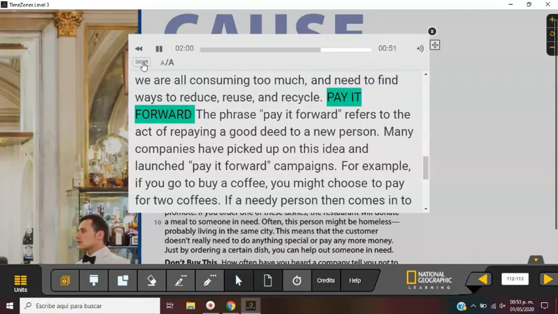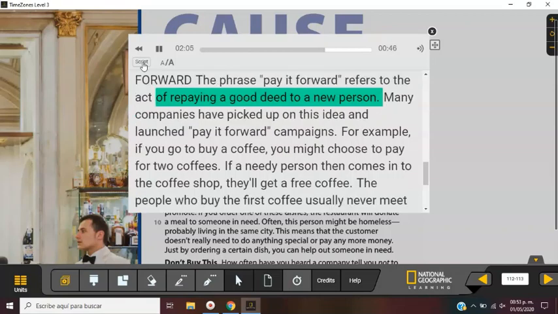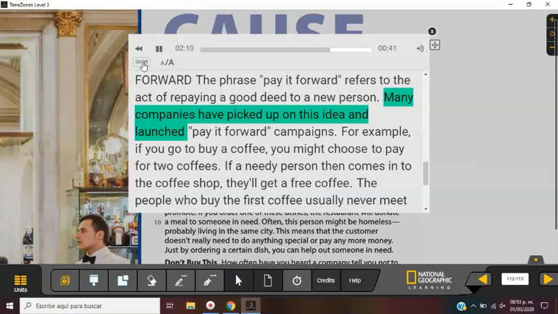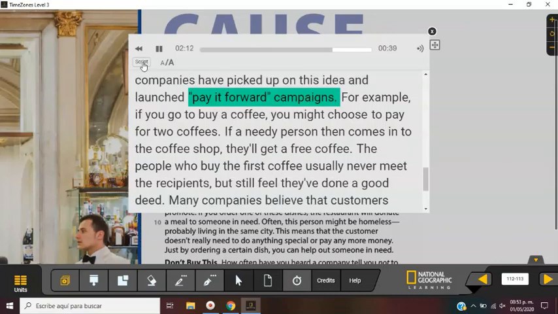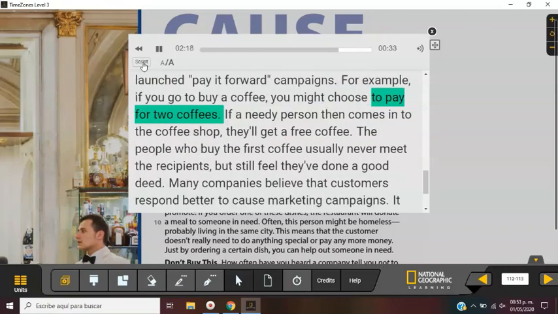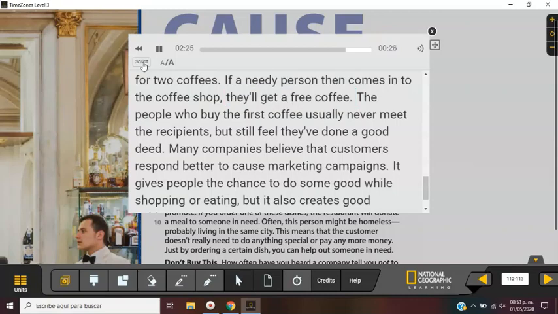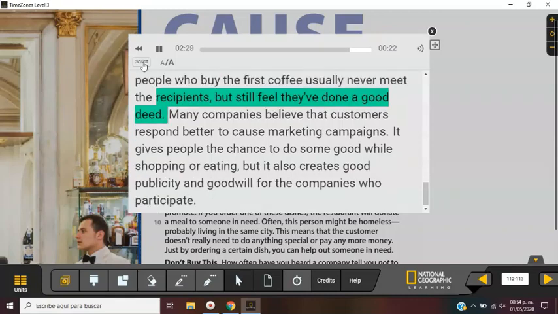Pay it forward. The phrase pay it forward refers to the act of repaying a good deed to a new person. Many companies have picked up on this idea and launched pay it forward campaigns. For example, if you go to buy a coffee, you might choose to pay for 2 coffees. If a needy person then comes into the coffee shop, they'll get a free coffee. The people who buy the first coffee usually never meet the recipients, but still feel they've done a good deed.